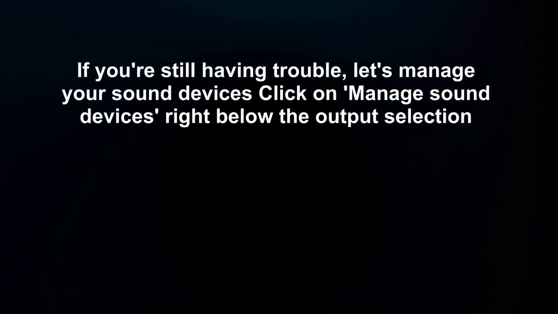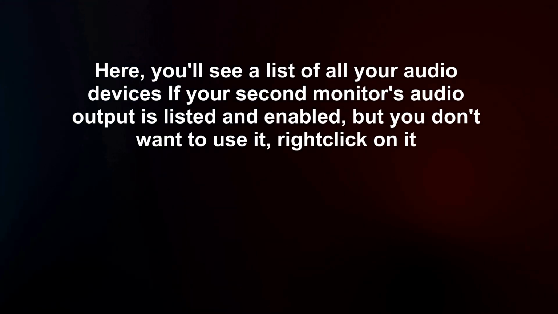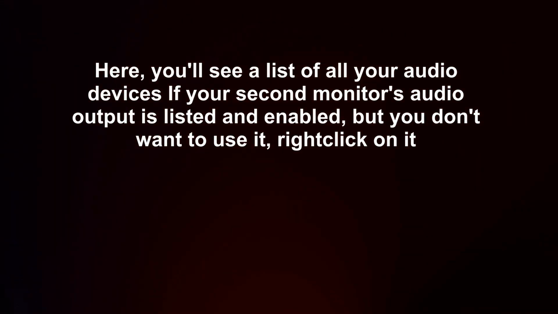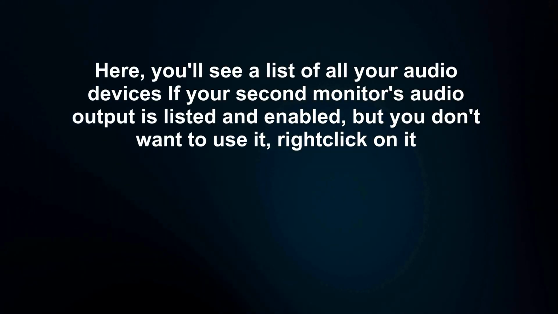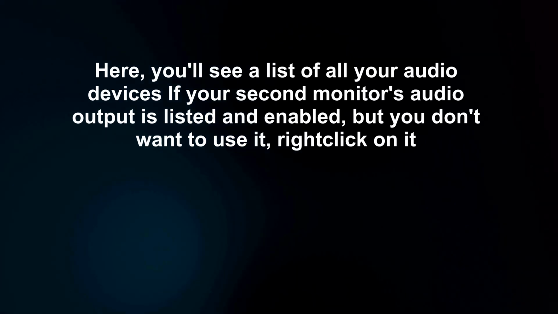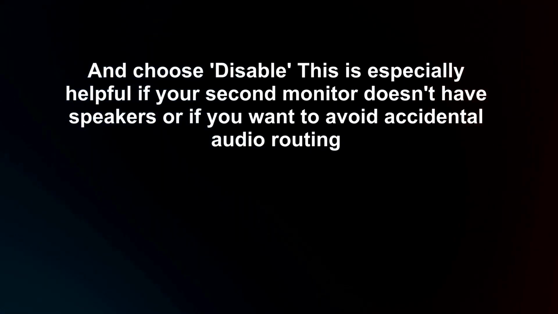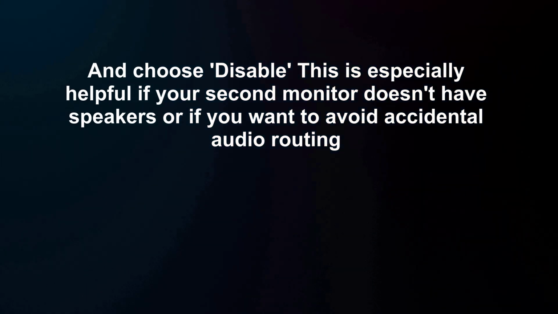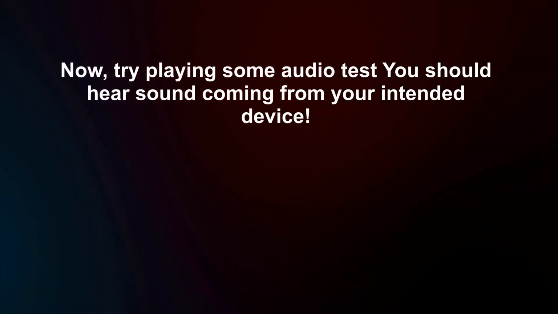Click on Manage Sound Devices right below the output selection. Here, you'll see a list of all your audio devices. If your second monitor's audio output is listed and enabled, but you don't want to use it, right-click on it and choose Disable. This is especially helpful if your second monitor doesn't have speakers or if you want to avoid accidental audio routing. Now, try playing some audio test.